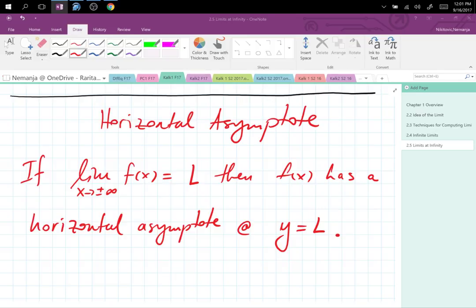So now you go back and you say, okay, 1 over x. So you put 1 over x there. The limit of 1 over x as x goes to infinity is what? 0. So horizontal asymptote at 0.